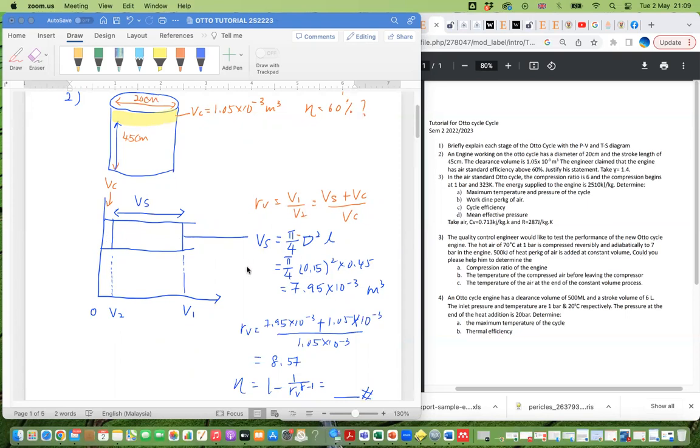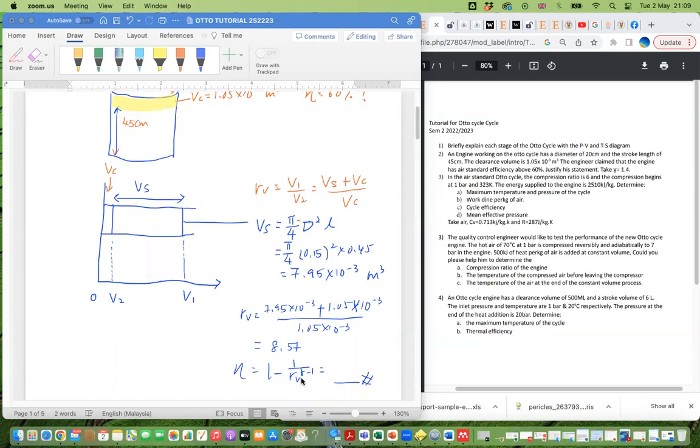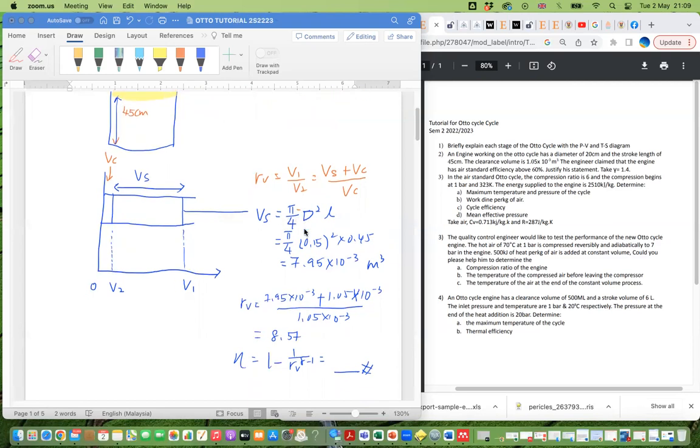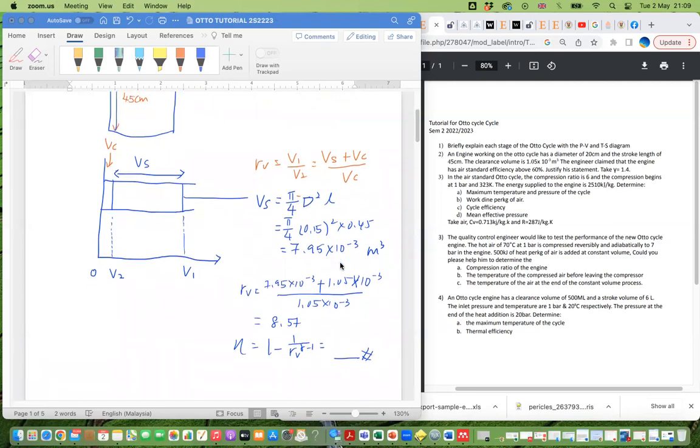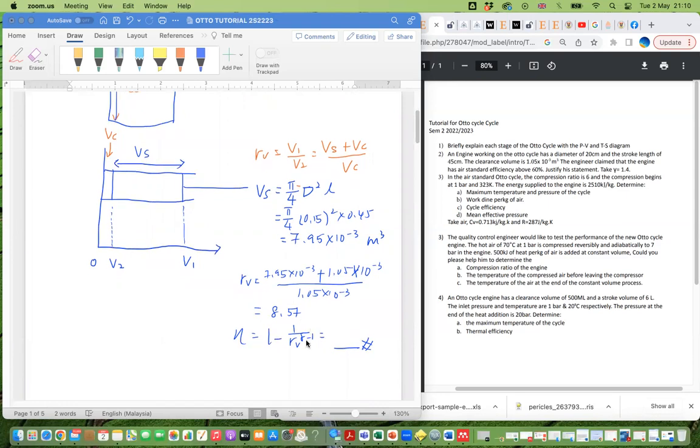Does that make sense? Okay, so in order to check the efficiency, we need the RV. So we need to find the RV first. We know that RV is equal to V1 over V2, and V1 is the stroke volume plus the clearance volume. The stroke volume, given all the information, you can get it. Then you just plug all the values into this formula, you are able to find your RV, and plug it into this simple efficiency equation, you manage to answer question number 2.